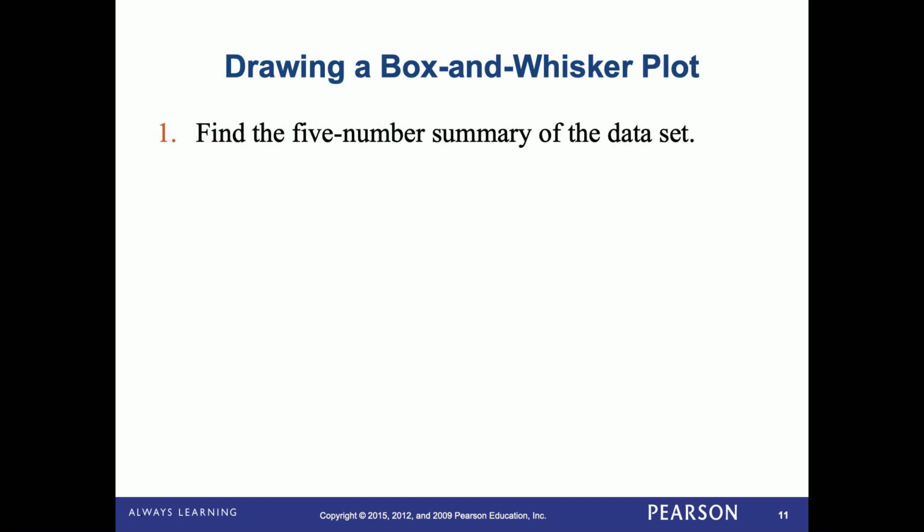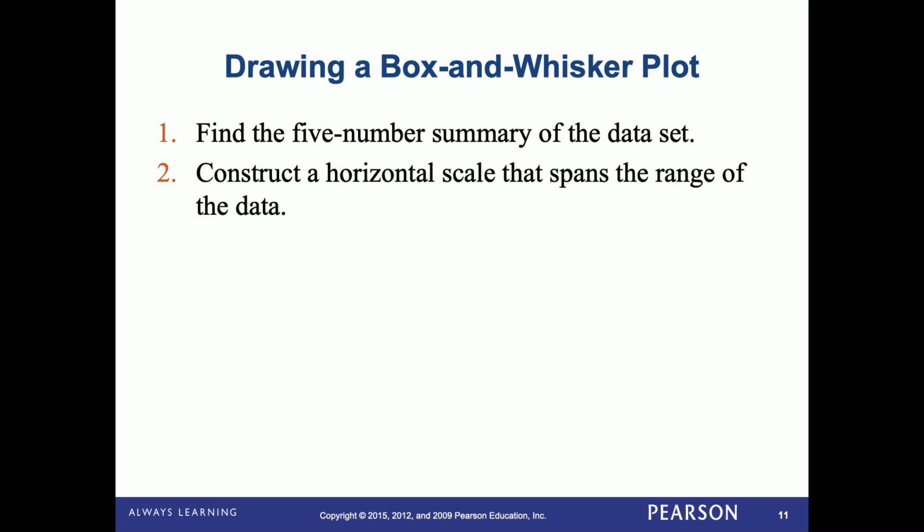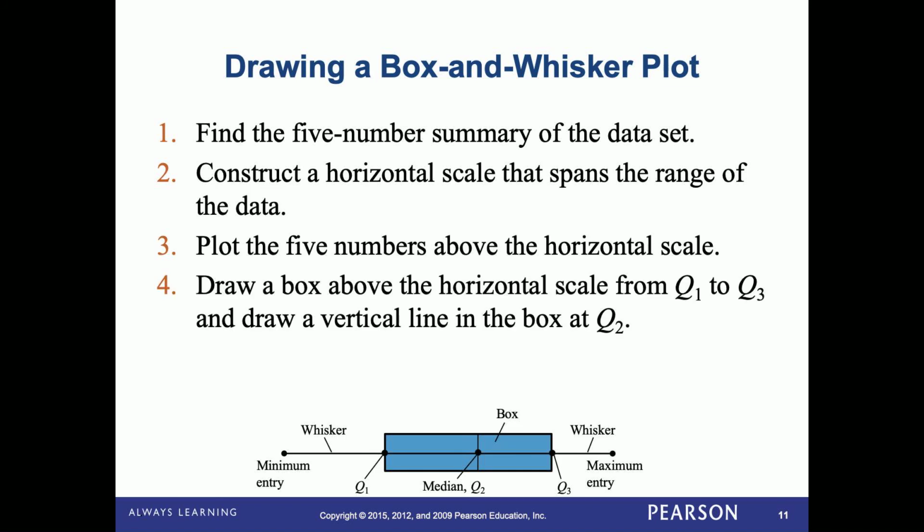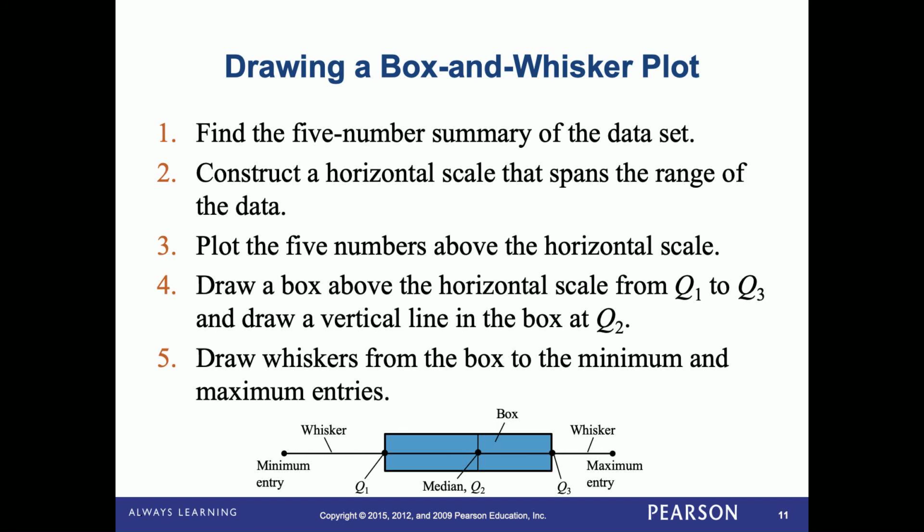So we're going to find the 5-number summary of the following data set. We're going to construct a horizontal scale that represents the range of the data. Then we're going to plot the 5 numbers. Then we're going to draw horizontal lines and vertical lines to make this box. Then we draw the whiskers from the box, from Q1 out to the minimum and Q3 up to the maximum.